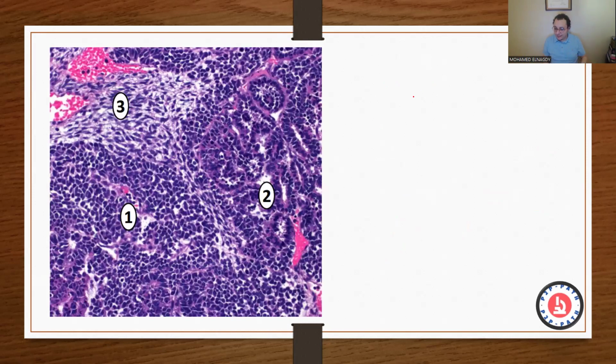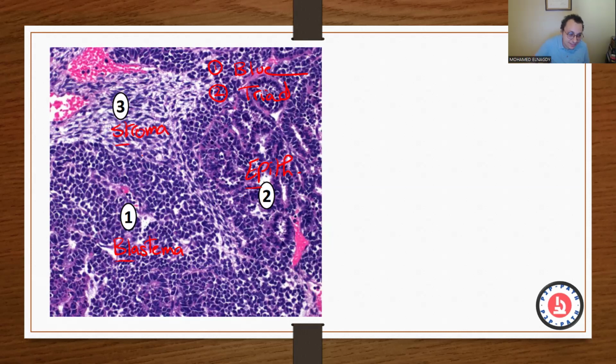Very easy. Anyone want to volunteer? Siham. Okay, so this is also basaloid blue. We have the triad: the blastema, number 1. Number 2 is tubules, so the epithelium. And number 3 is stroma. So it's BES, the triad.